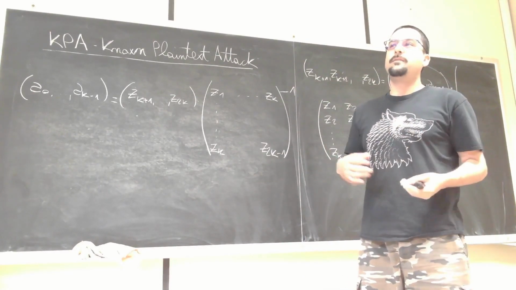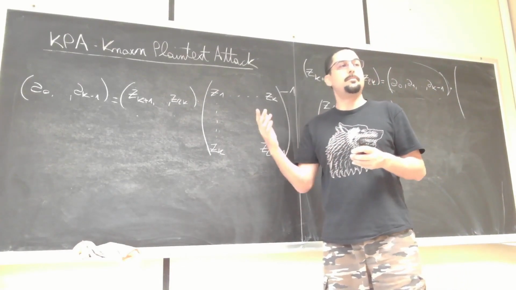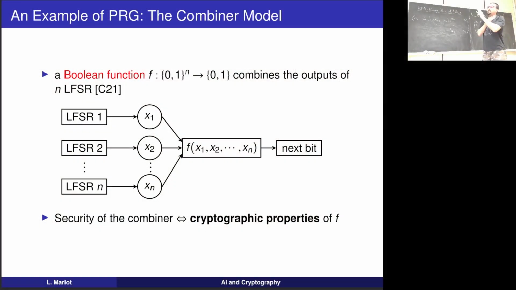Then there are, if you look into the references, in particular Claude Carlet books, many other more secure models, such as the filter model. But for the time being, we use the combiner model. So the combiner model is quite simple. Instead of having a single linear feedback shift register, we will have n linear feedback shift registers, and we clock them together in parallel. So at each clock cycle, we will receive n input bits.